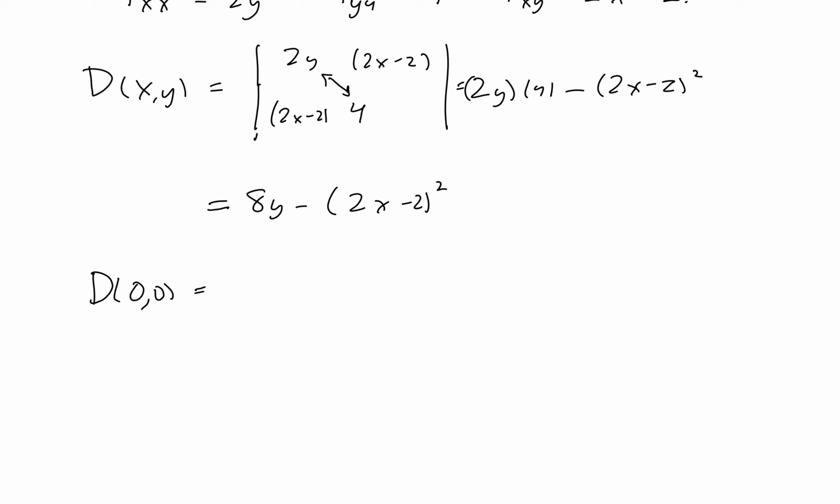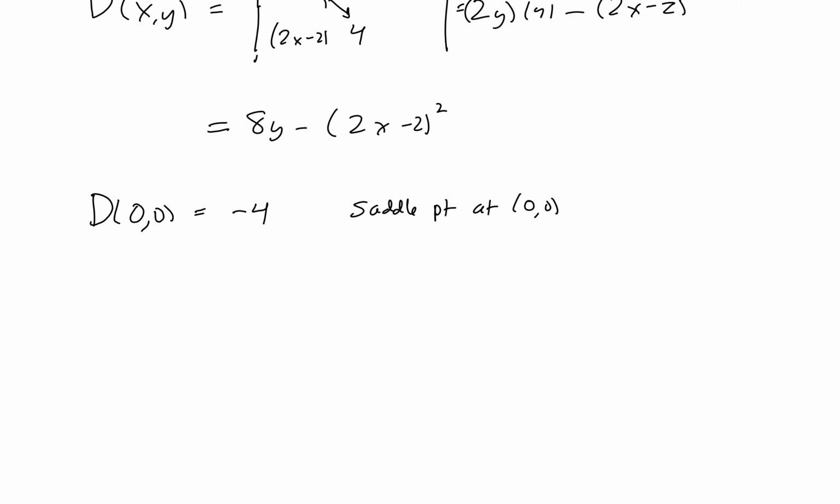So if I plug in (0, 0) for this, I get minus 4. So that tells me we have a saddle point at (0, 0). If I plug in (2, 0), I get minus 4. So I have another saddle point.